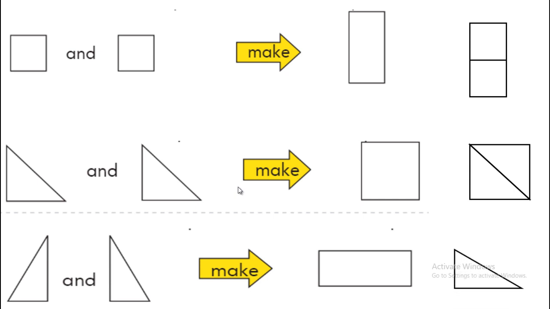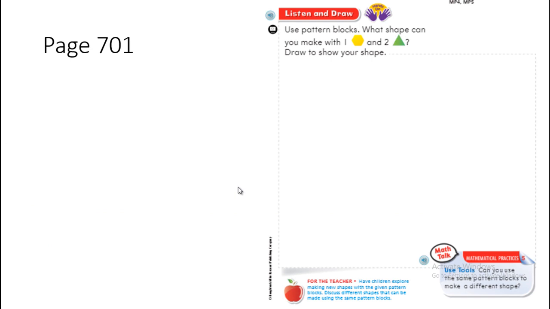Like this, I'm gonna flip it first and then put the other one on the top. Like this, I made a rectangle. Now open with me page 701. In this page, we're going to use a hexagon and 2 triangles to build a new shape. So, I can use a hexagon and then 2 triangles. I can put 1 triangle on the top and another triangle on the bottom, and this is my new shape.